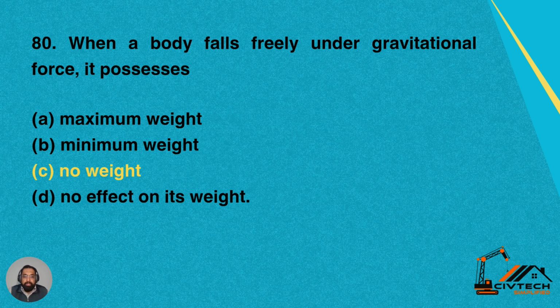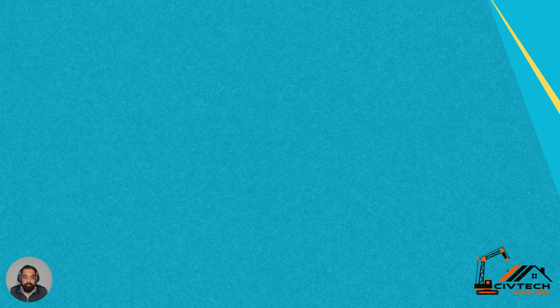Question 80. When a body falls freely under gravitational force, it possesses: option A, maximum weight, option B, minimum weight, option C, no weight, option D, no effect on its weight. So we all know that if the body falls freely under gravitational force, it has no weight. C is the correct answer for this question.